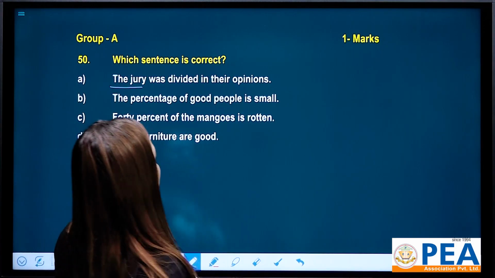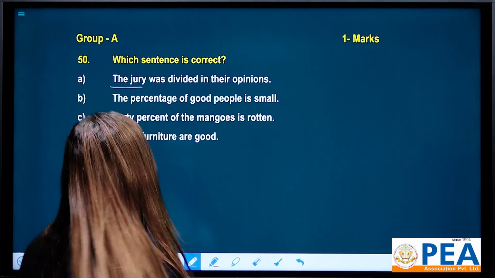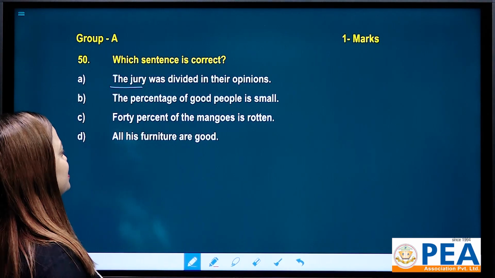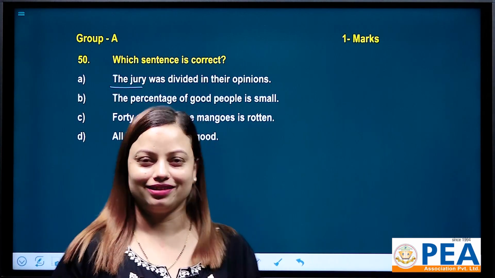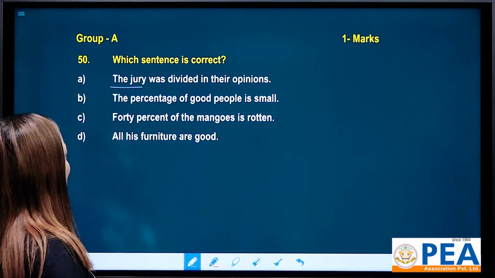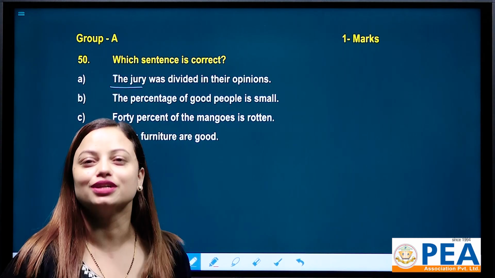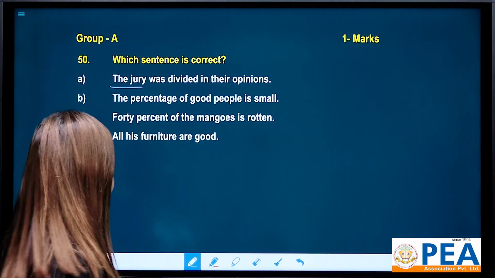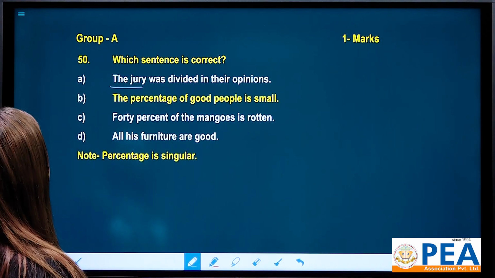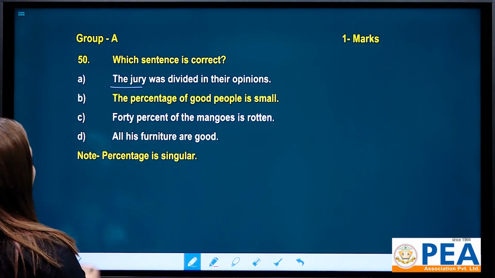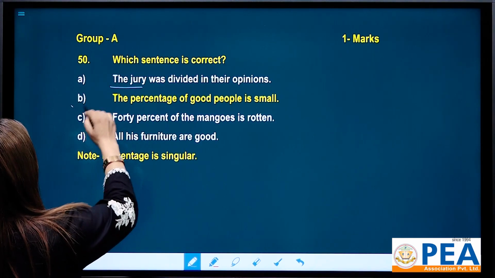Option B: The percentage of good people is small. Option C: 40% of the mangoes is rotten. Last option, D: All his furniture are good. So let me bring its answer. Here the correct answer is option number B.